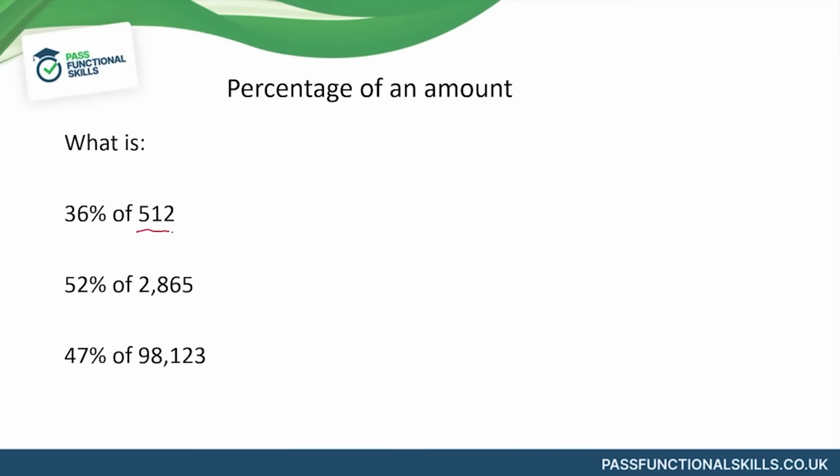What do we multiply 512 by if we're trying to calculate 36% of it? Well, the answer is you need to multiply 512 by 0.36. 0.36, this is the percentage multiplier for 36%. Now, let's think about this for a minute. So the calculation is going to be 0.36 times 512.